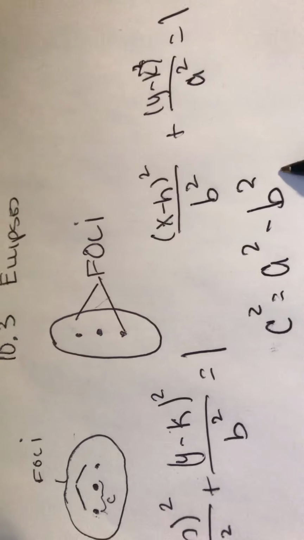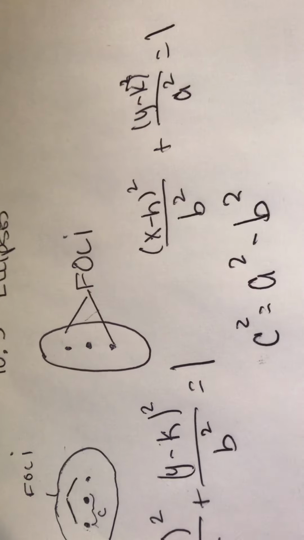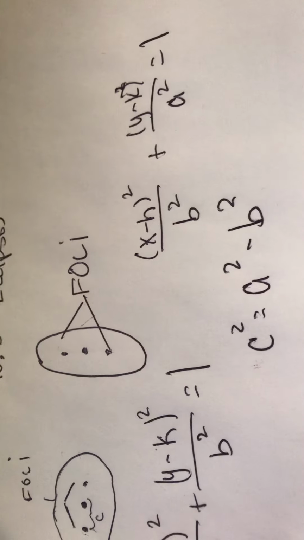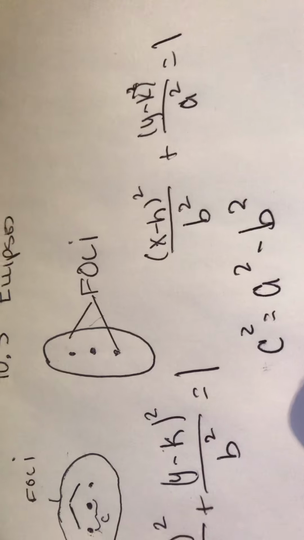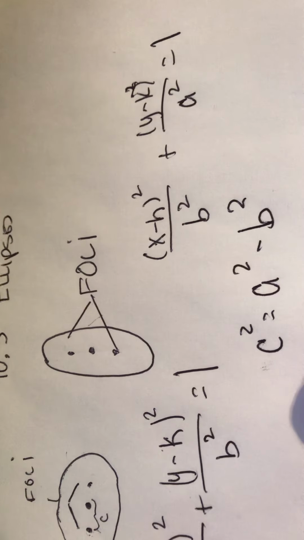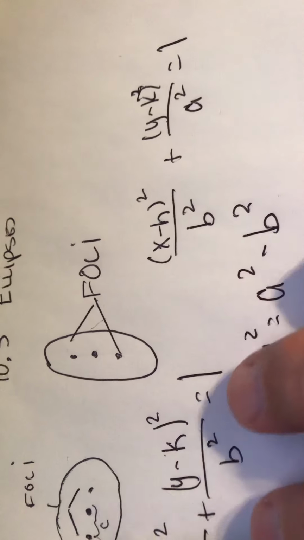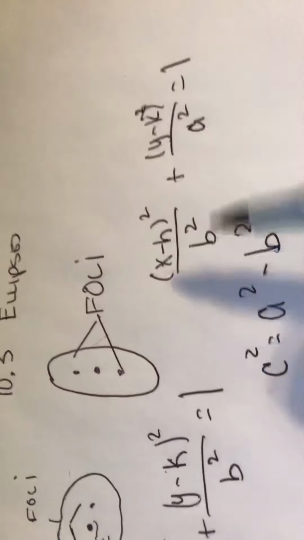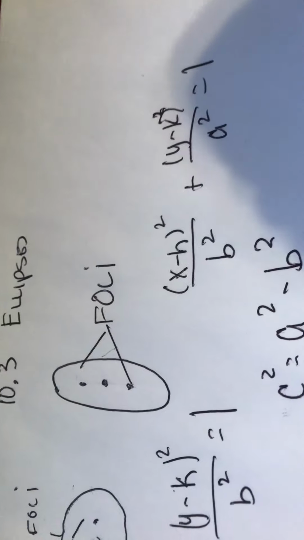Because a squared minus b squared is equal to c squared, a squared must always be larger. And when a squared is larger, that will fall under the x variable when it is horizontal, it'll fall under the y variable when it's vertical. Okay?